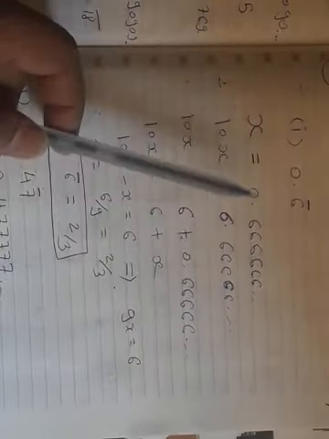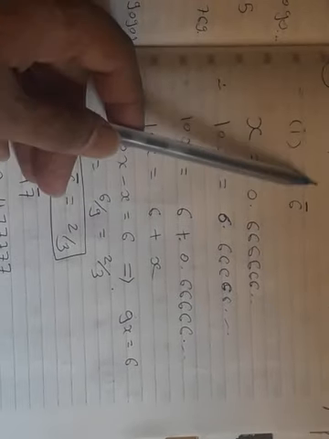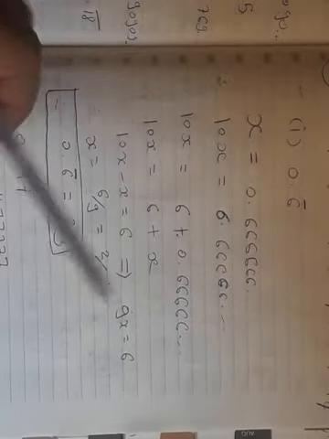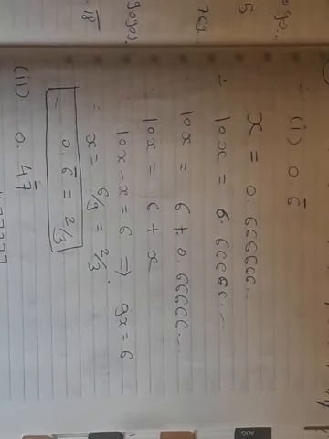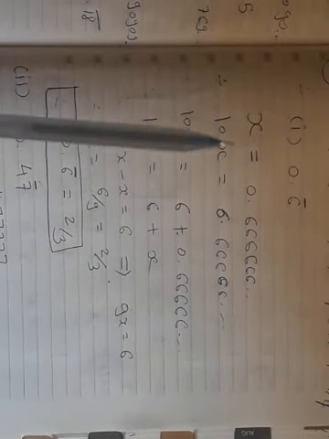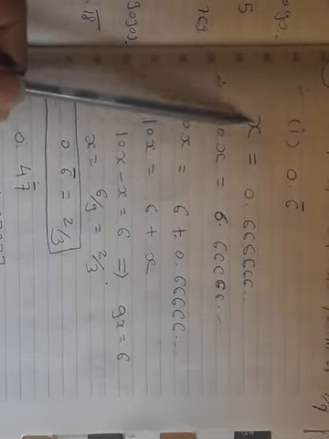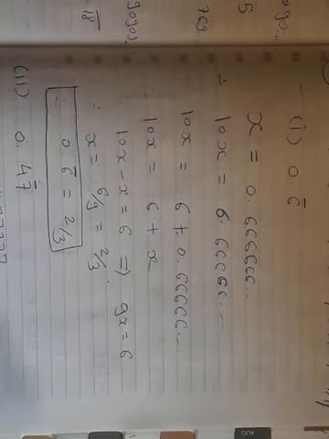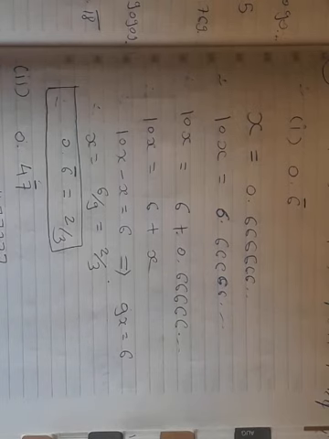Okay, now what we need to do, we need to observe how many digits are repeating. We can say here 6 bar, it means just one digit is repeating here. Whenever we have 1 digit repeating, we will multiply both the sides by 10. If 2 digits are repeating, we will multiply by 100. If 3 digits are repeating, we will multiply by 1000. Okay, clear?